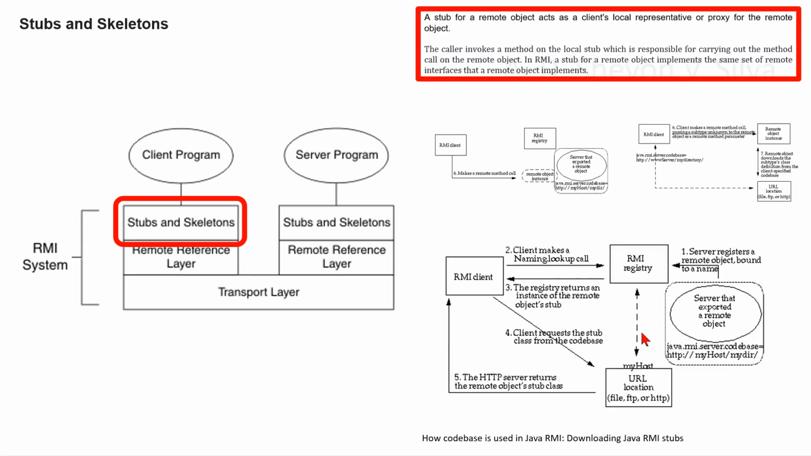Now we are considering how codebase is used in Java RMI. Here you can see downloading Java RMI stubs. Using Java RMI, applications can create remote objects that accept method calls from clients in other VMs. In order for a client to call methods on a remote object, the client must have a way to communicate with the remote object. Rather than having to program the client to speak the remote object's protocol, Java RMI uses special classes called stubs that can be downloaded to the client.